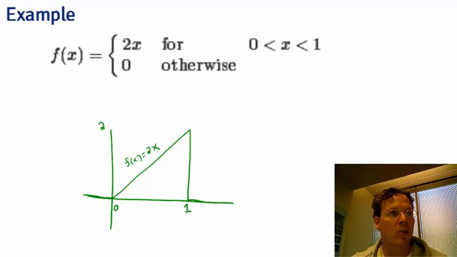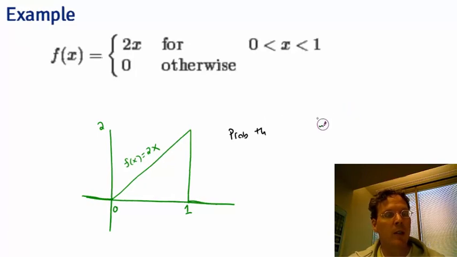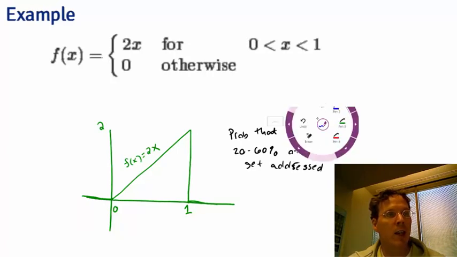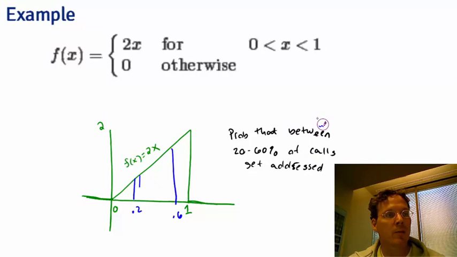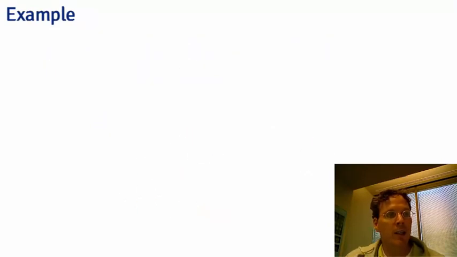Let's say the proportion of help calls that get addressed in a random day by a helpline is given by this. So what does this mean? This means that the probability that between 20 and 60% of the calls get addressed that day is given by this area. Well, let's ask the question, is this a mathematically valid density?